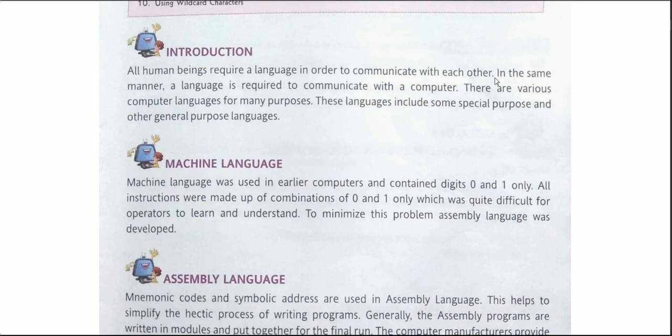At that time we had one kind of language only, that is your machine language. So the first category of language is machine language. Machine language was used in early computers and contained digits 0 and 1 only. Basically these two digits, zeros and ones, combined are known as binary digits.